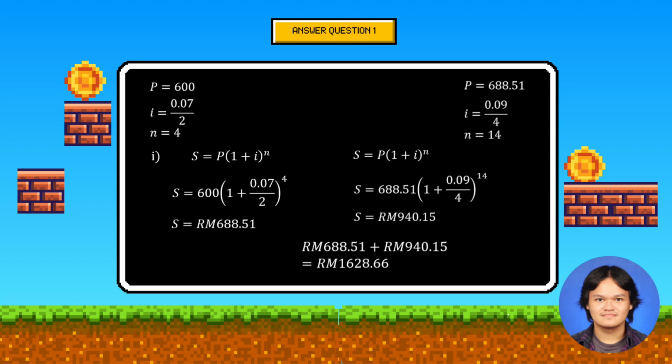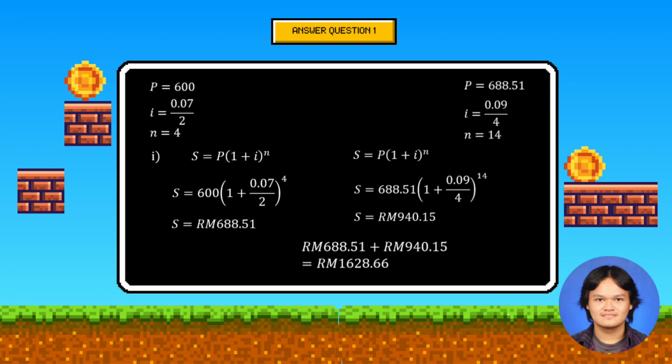Okay, now we will be doing the second calculation for the second period. So we will still be using the same formula. The principal equals to 688.51. The interest rate is 9%, so it will be 0.09 over 4. Why 4? Because it compounded every 3 months, so it compounds 4 times in a year. The compounding frequency N is 14. So for the rest of the period, which is 3 years and 6 months, it compounds 14 times. So S equals to 688.51, opening bracket 1 plus 0.09 over 4, closing bracket to the power of 14. So the answer will be 940.15 ringgit.